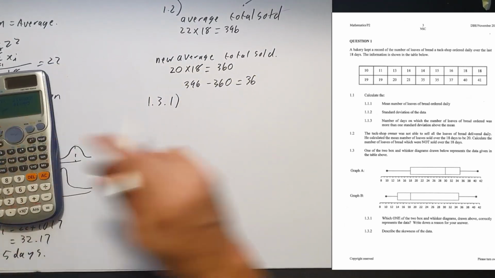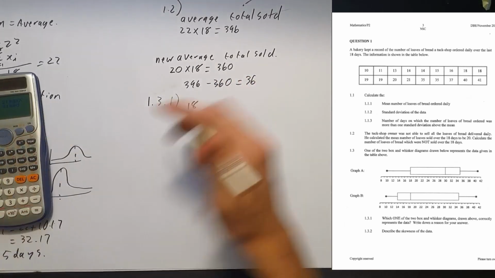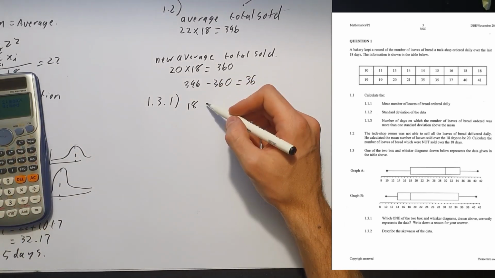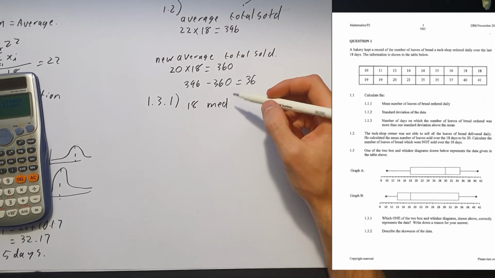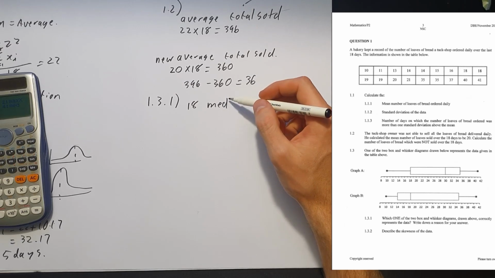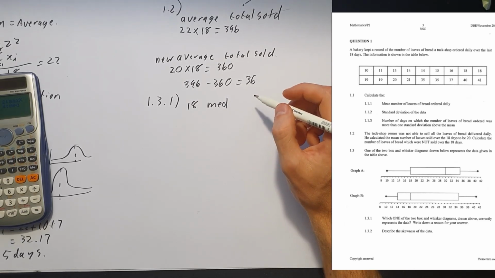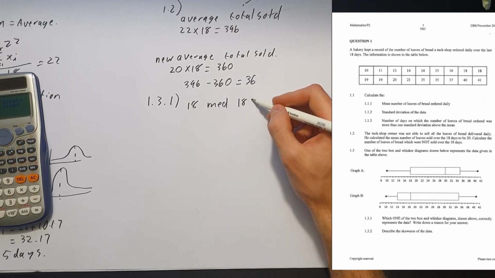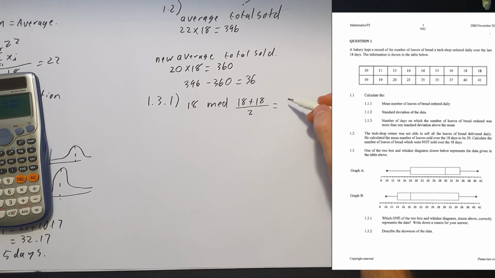Okay, so by doing it by hand, we can see that there are 18 days, which is an even number. So therefore, in order to find the median, we are then going to have to take the two middle numbers, add them together and divide them by 2. Okay, so if you look at the table there, your two middle numbers will be 18 plus 18, okay, divided by 2, which means we're going to get a median of 18.5.